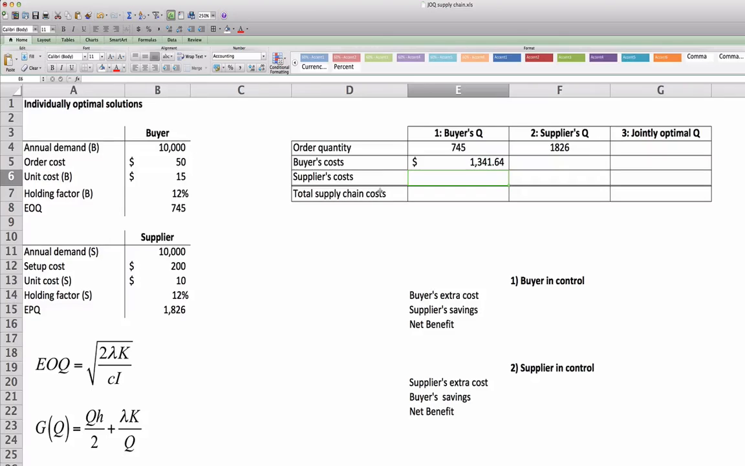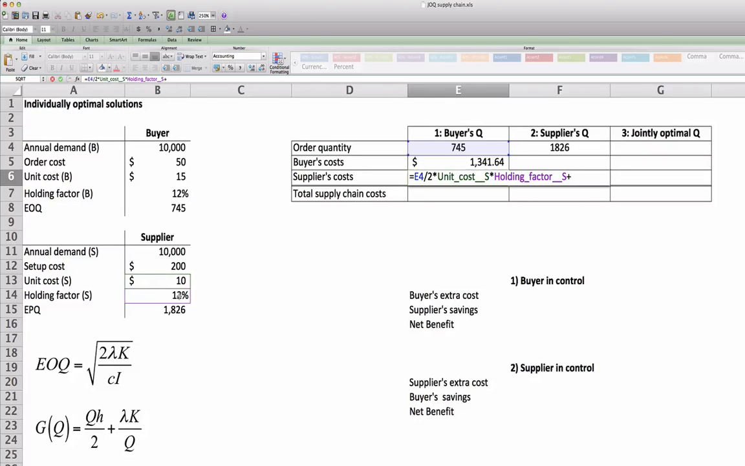And then for the supplier, it will be very similar. For the supplier again, we compute the sum of inventory holding and ordering costs. So inventory holding costs would again be average inventory. And again, we would constrain the production quantity to be equal to the buyer's order quantity of 745. So average inventory would be half of that multiplied with the relevant unit cost of $10 and the inventory carrying cost factor of 12%.